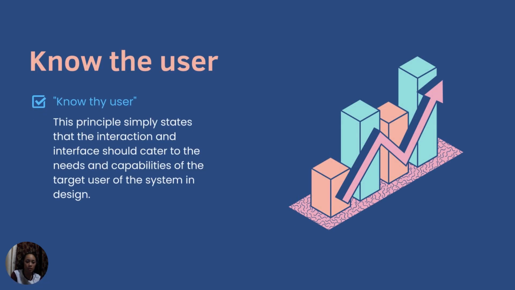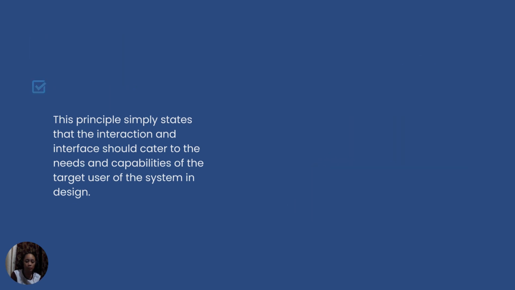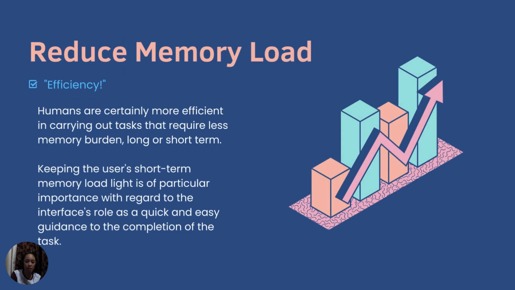One of the principles is know the user. This principle simply states that the interaction and the interface should cater to the needs and capabilities of the target user of the system in design. Next is reduce memory load. Humans are certainly more efficient in carrying out tasks that require less memory burden, long or short term. Keeping the user's short-term memory load light is of particular importance with regard to the interface's role as a quick and easy guidance to the completion of the task.